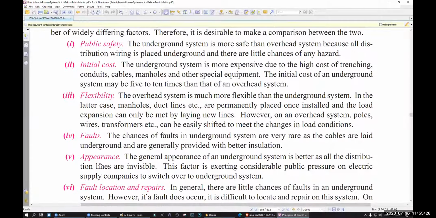Appearance. This is a very good advantage of underground as well. The general appearance of underground system is better as the distribution lines are invisible. This factor is exerting considerable public pressure on electric supply companies to switch over to underground system. This is a very good point, because the public are now trying to go underground. They are giving pressure to electric supply companies: go underground, we do not need overhead, okay?